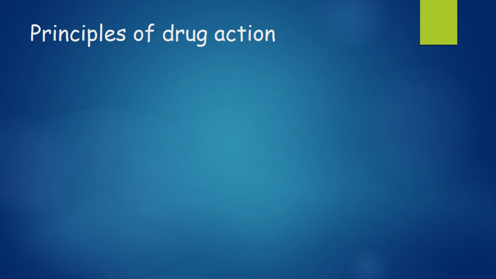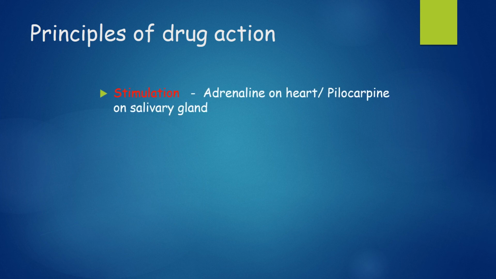Now the principles of drug action. What are the principles behind drug action? The first principle is stimulation. There are many receptors, enzymes, or other receiving areas, and the first method is to stimulate those receptors or that organ. For example, adrenaline on the heart, pilocarpine on the salivary glands. These all stimulate that organ. Adrenaline can stimulate the heart, so it increases the heart rate or pumping rate.